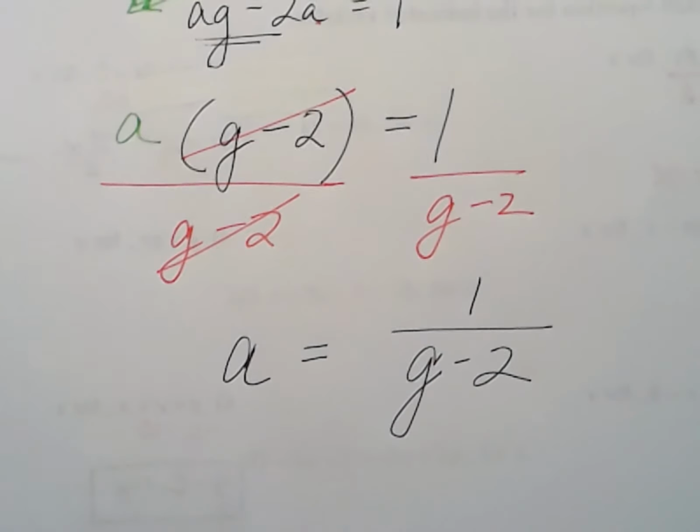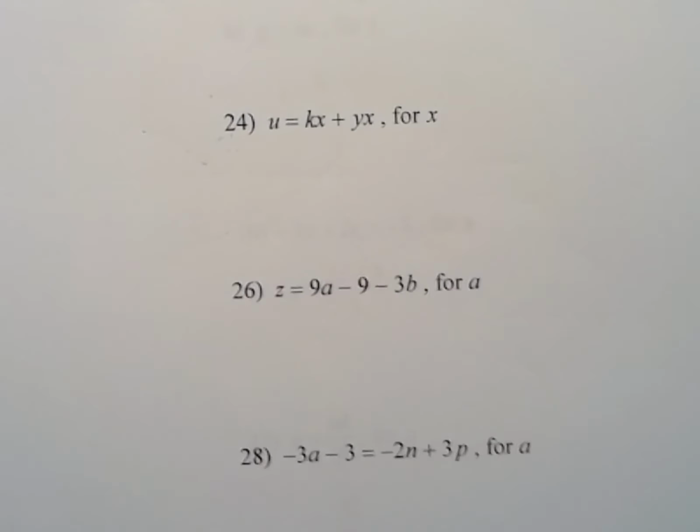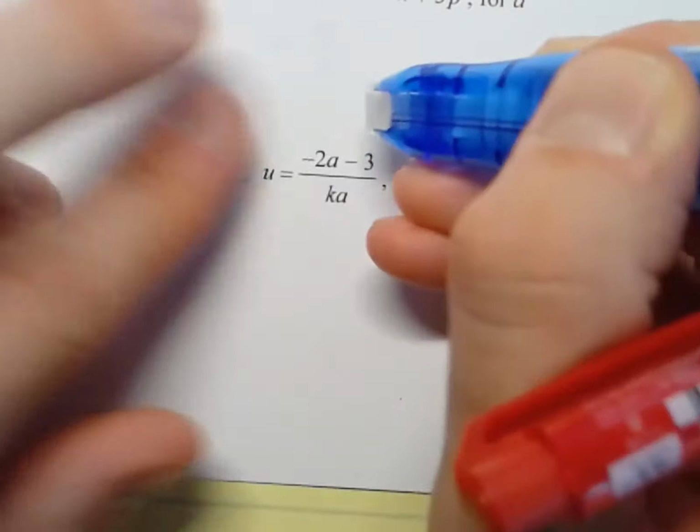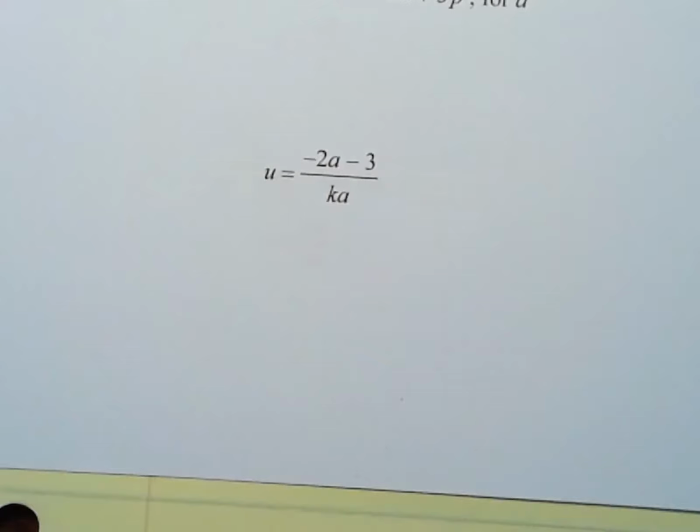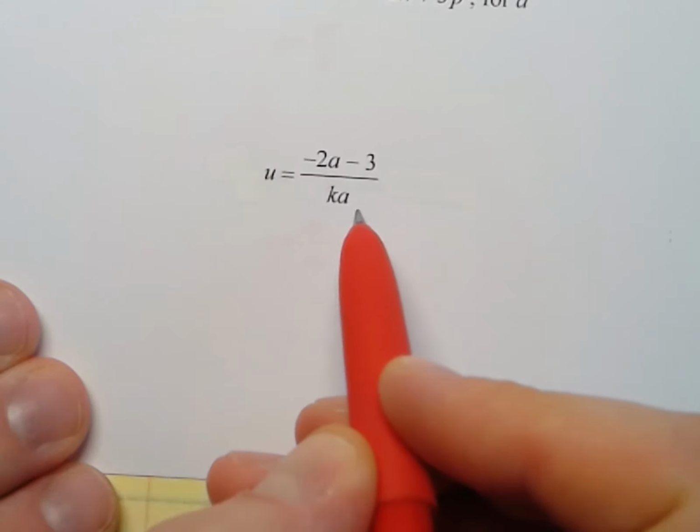Now I'm going to do one more example here to show you the factoring again. Okay, so let's do this problem right here, and we're solving it for a. Let me get all this other stuff out of the way. We're solving it for a, and notice that there are two a's. There's an a here and an a here.